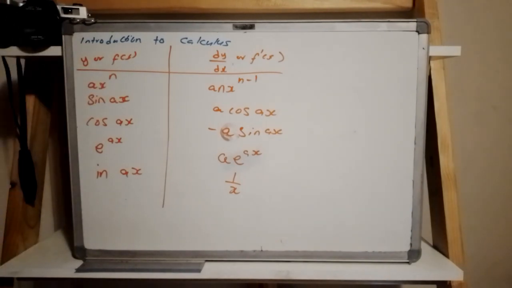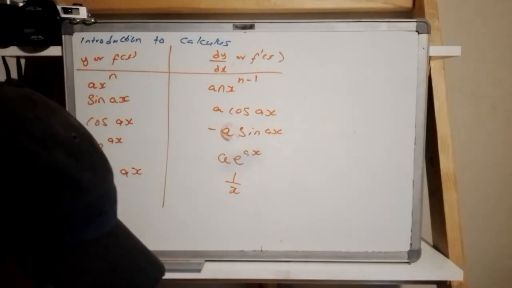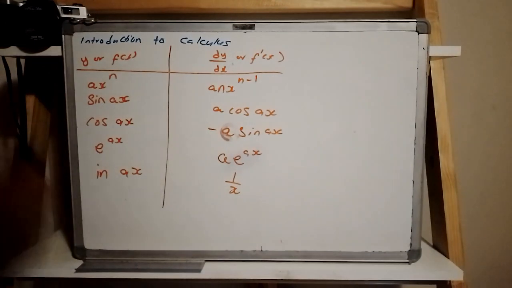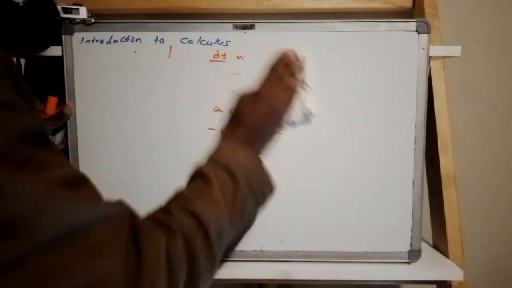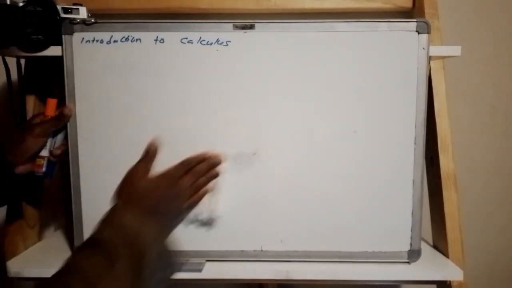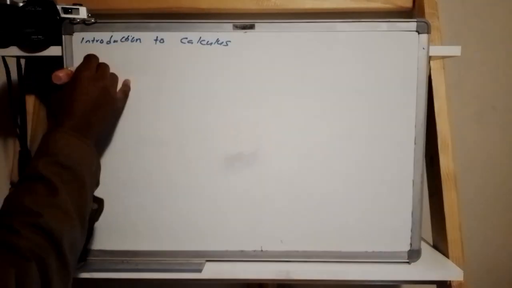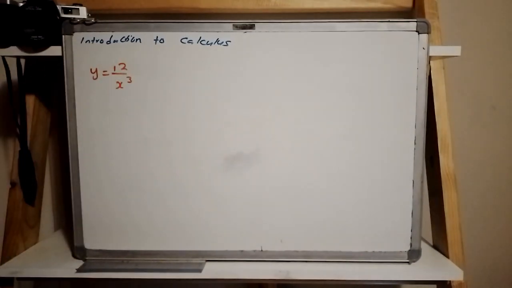Let's take one question. Simpler one. Okay. Now, let's say you're given a question like this. Know this table like you know yourself. If you know that table, then you've got the key to differentiation. So now, let's say you are given y equals 12 over x to the power 3. They say differentiate this.